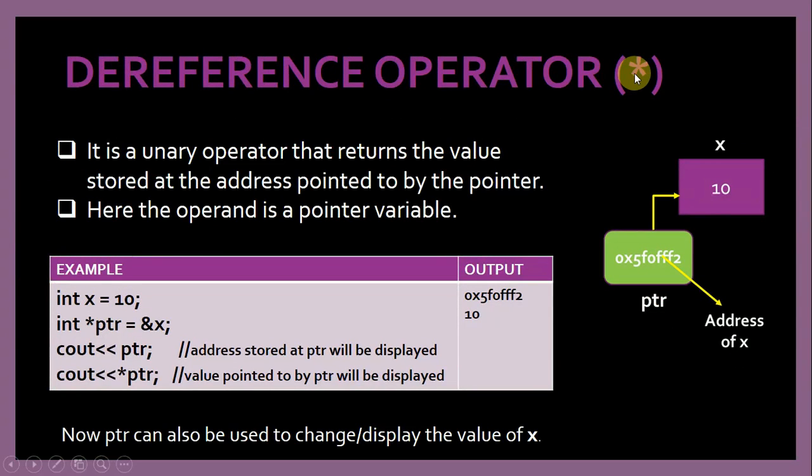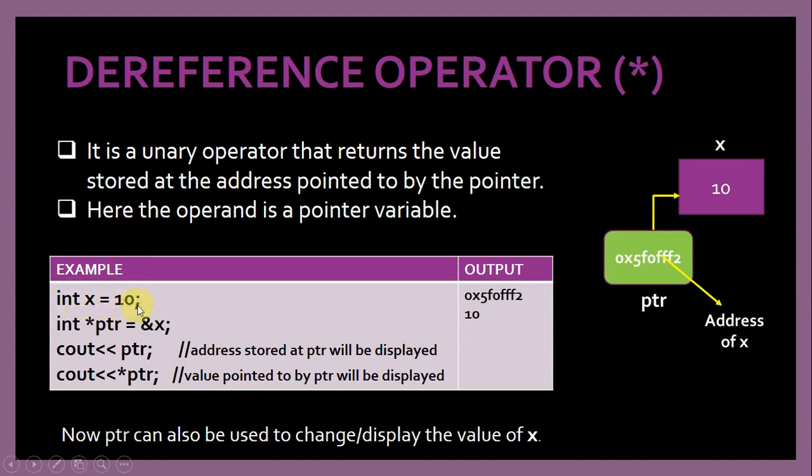Dereference operator, which is represented by the symbol star. Again, it is a unary operator that returns the value stored at the address pointed to by the pointer. So here the operand is again a pointer variable. So let us take an example to understand this point.